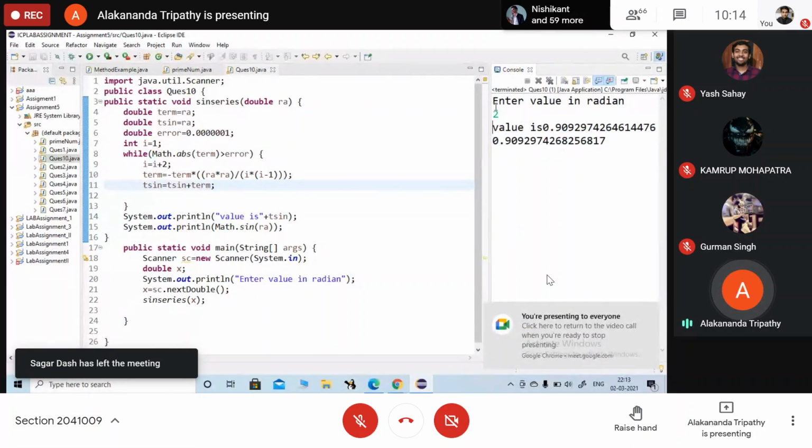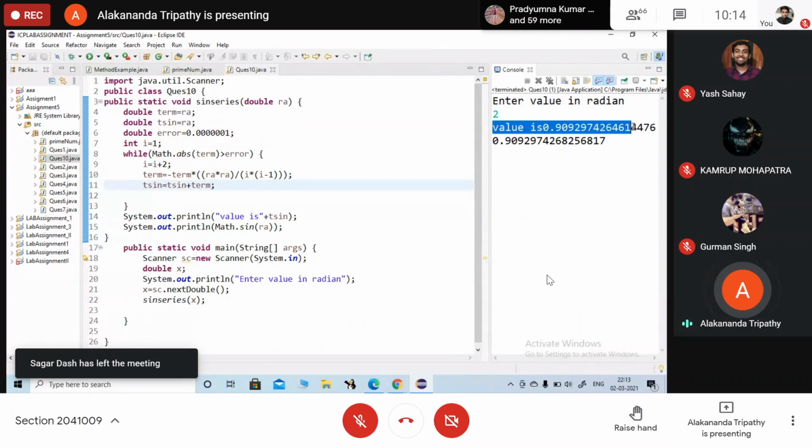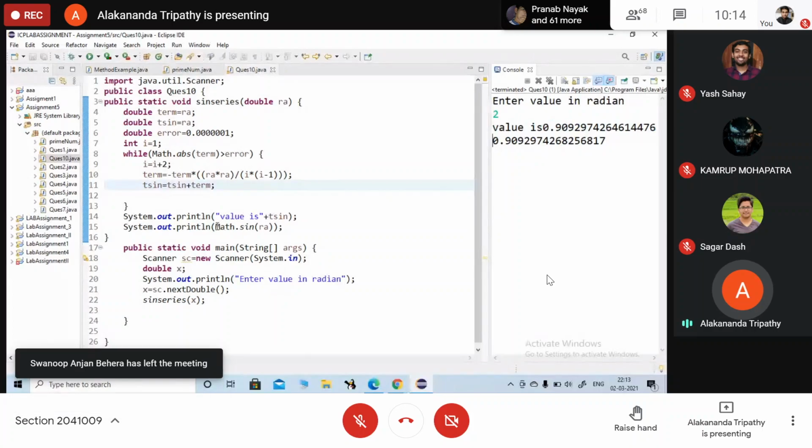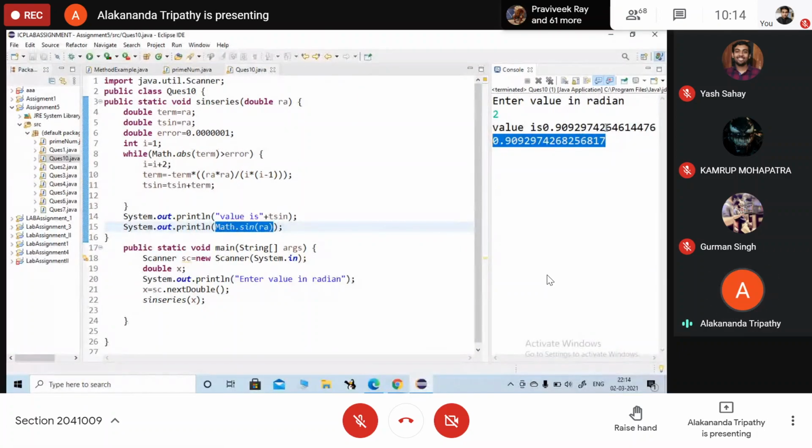So when I am entering the 2, what is the series value coming here? It is 0.909297426. And here, whenever the math.sin function is being used, see the value. So you are getting almost the same up to where? 4 to 6. You got up to this point. Exact right result.